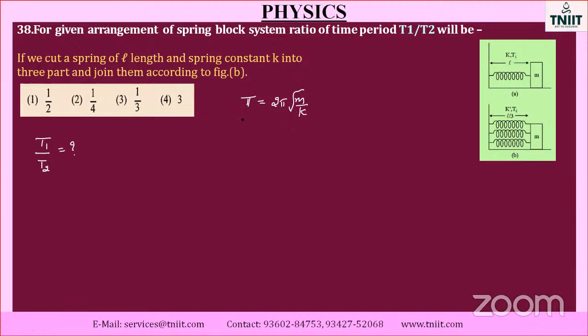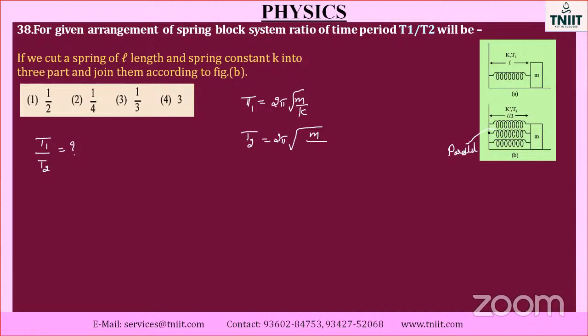Now we have to solve it for the two cases here. One is for T1, the other one is for T2. Let this be for T1. Let this be for T2. This is 2 pi into root of m divided by. What is the spring constant here? Now the springs are connected in the same combination. So this should be in parallel.